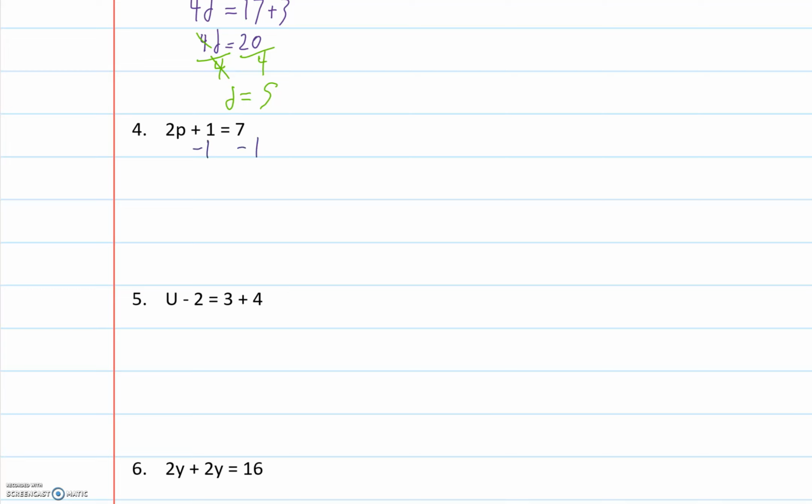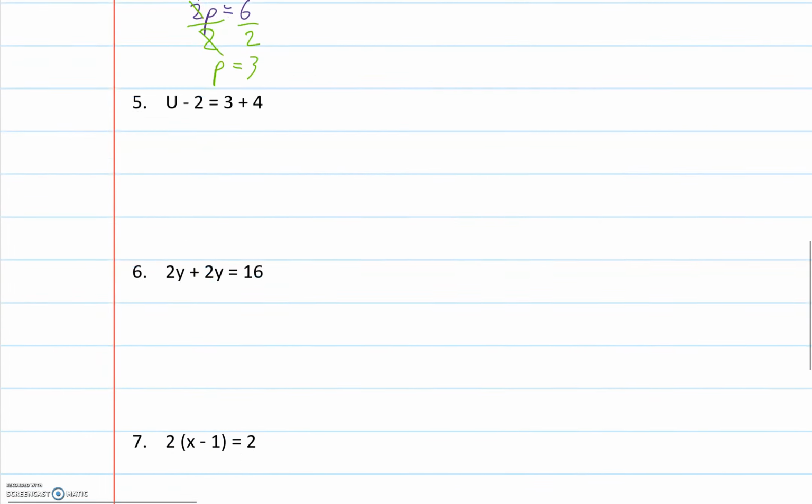Minus 1, 2p equals, so those two things cancel, so we have 2p left over. Then we have 7 minus 1. Okay, now if we simplify that, we get 2p equals 6. Now we want to get rid of the 2 by the p, so we divide by 2. If we do it to one side, we do it to the other. So p equals 6 divided by 2 is 3. Okay, next question.